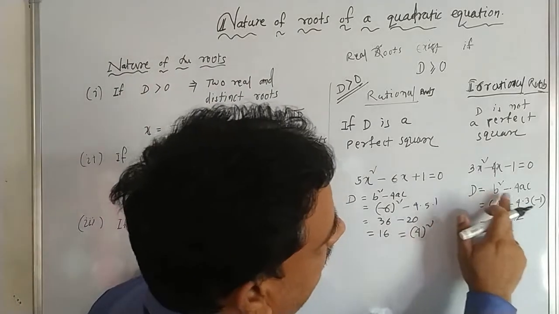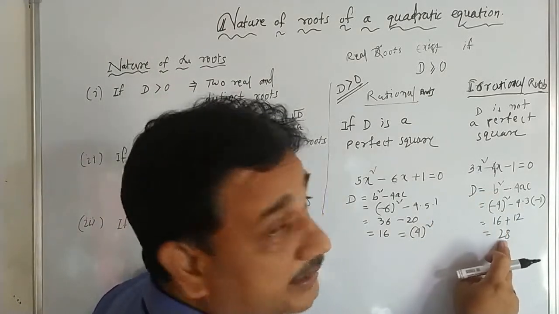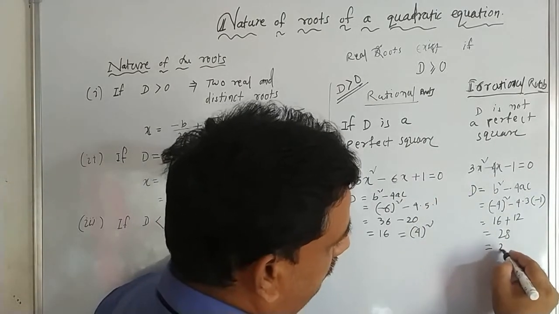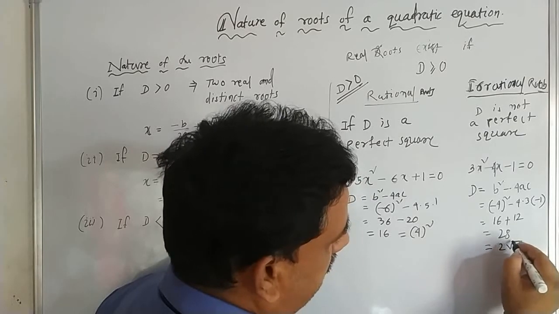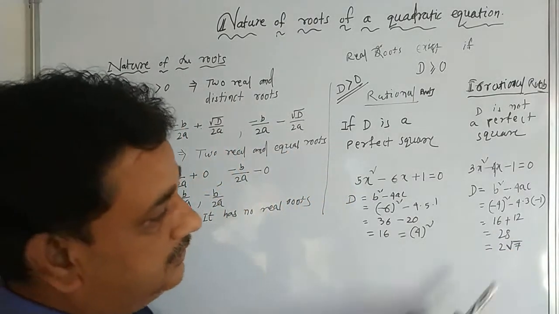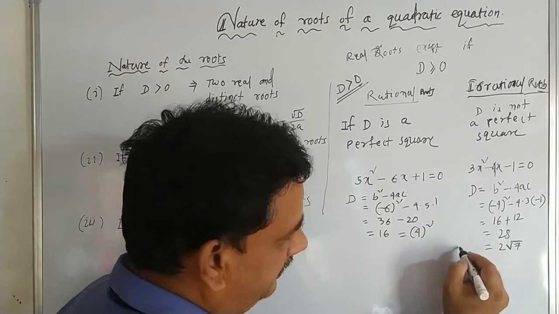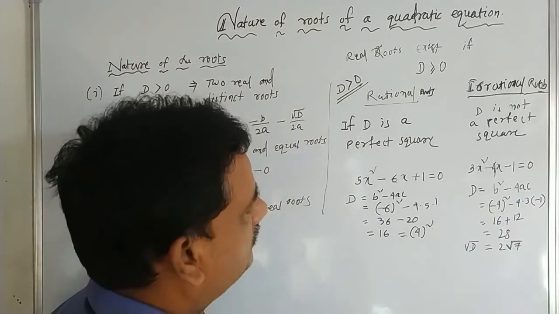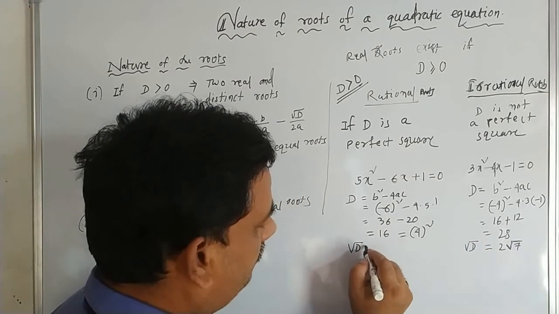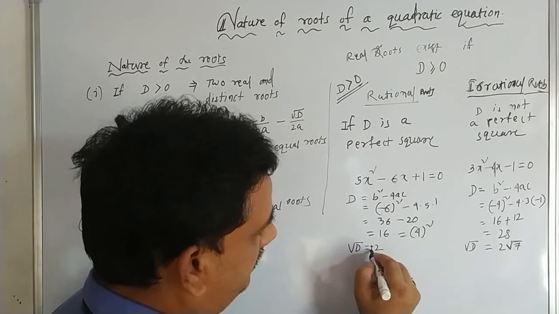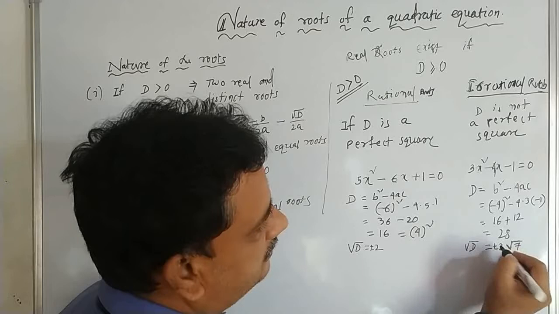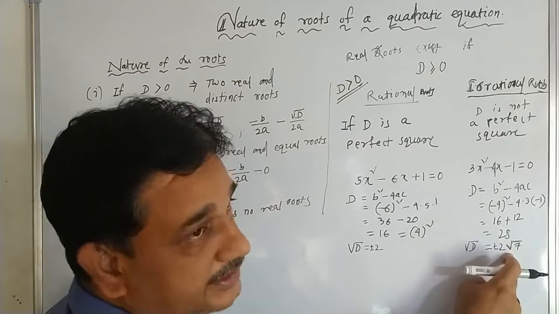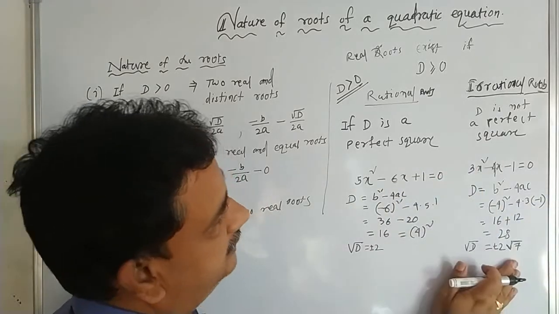Here this is not a perfect square. In this case, D is 28, which is 2 square root 7, not a perfect square. If you find root D, here root D is 2 plus or minus 2, and here root D is plus or minus 2 root 7. Understood? So if 2 root 7 is irrational, then the whole root will be irrational.